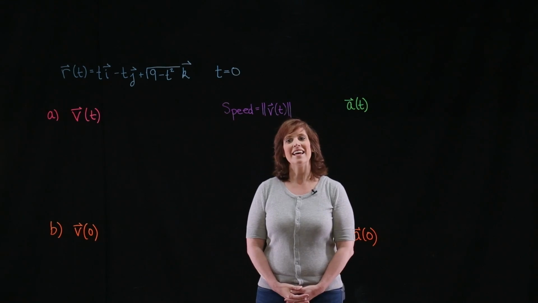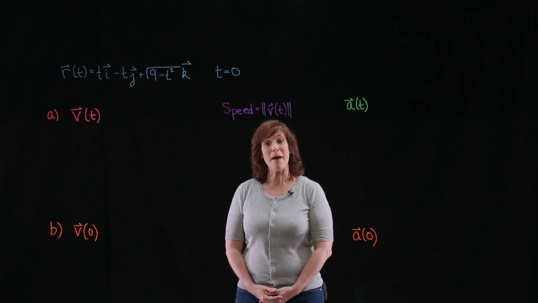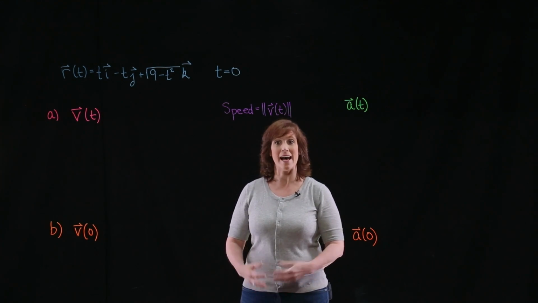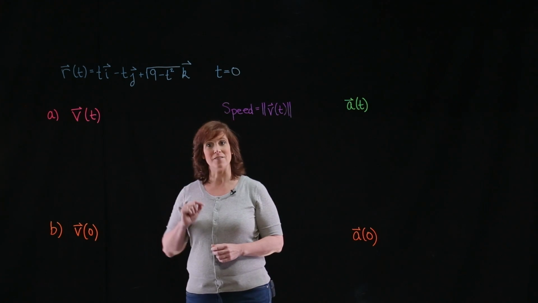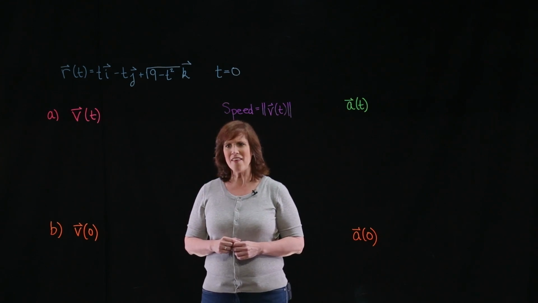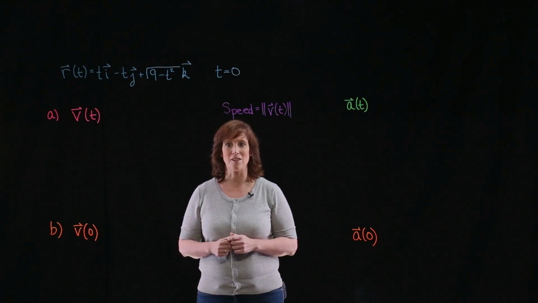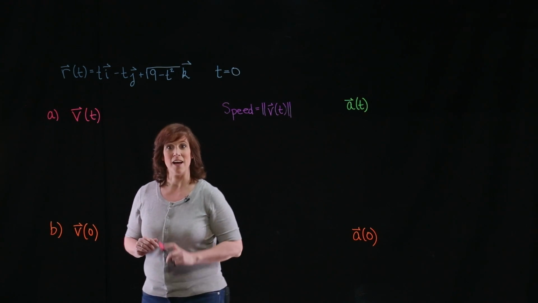Hi everyone, I'm Cheryl. In this problem, we're given a position vector which is going to represent the path that an object moves as it's going through space. And we're asked to find the velocity vector, the speed, the acceleration vector, and then also the velocity and acceleration vectors when t equals 0. So let's begin with that velocity vector.